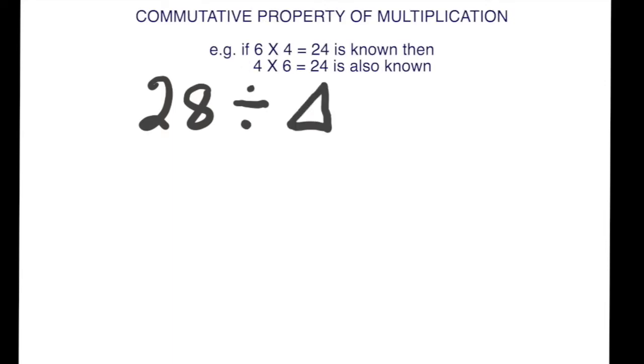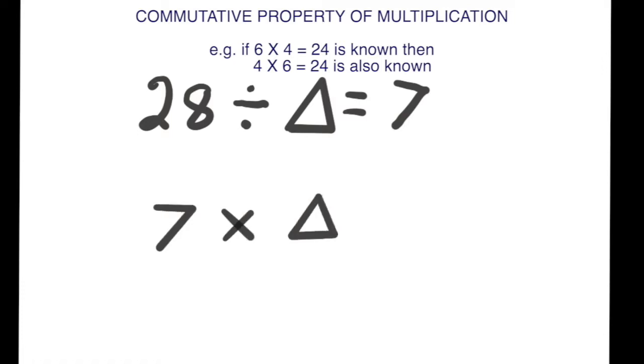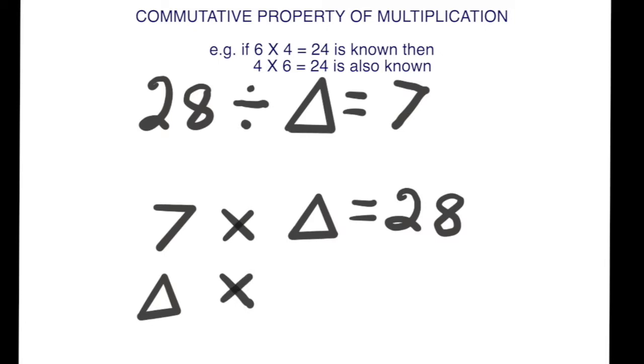For our final problem, we can't forget about the commutative property of multiplication. So once we have 28 divided by triangle equals 7, we could write that as, using the inverse, 7 times triangle equals 28. But because of the commutative property, we may see it as triangle times 7 equals 28.